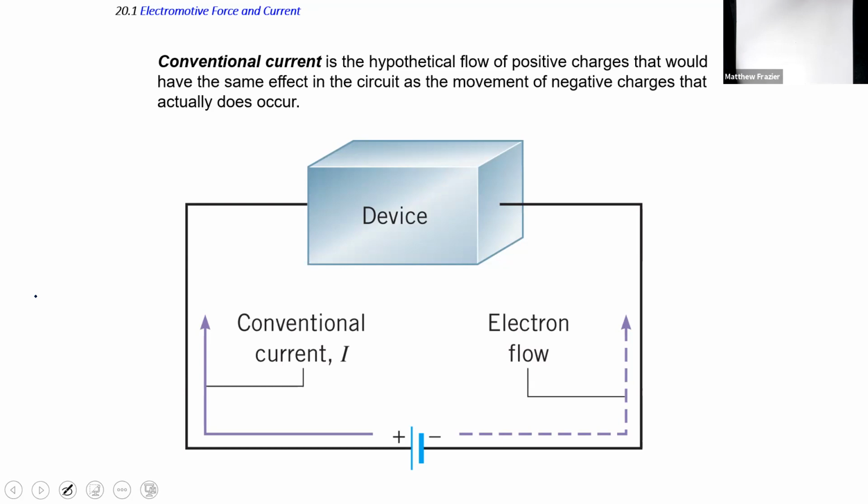So just be aware that the way we talk about things in one context is not what's actually going on. But in this context, it doesn't matter. We're always going to do conventional current going from positive to negative.